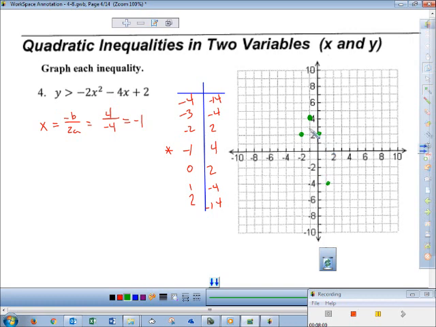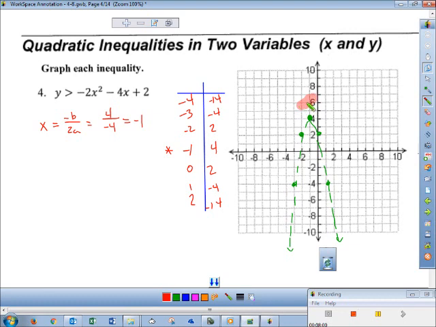Skinny parabola. And the other point I can't necessarily plot. I need a dashed parabola because there's no equal to bar. And now read the symbol, greater than, so go to the vertex and go above that. Greater than means above, meaning I'm going to shade in this region.